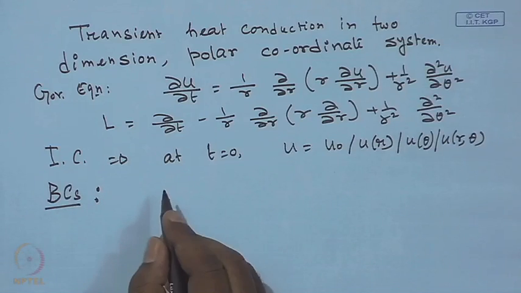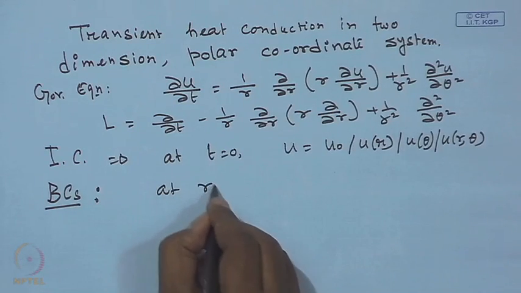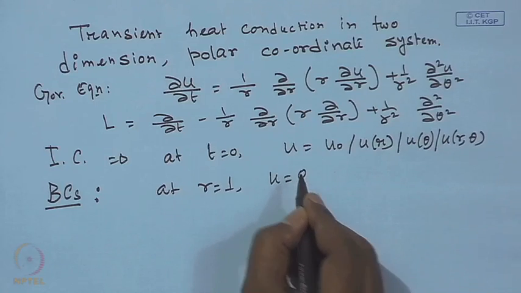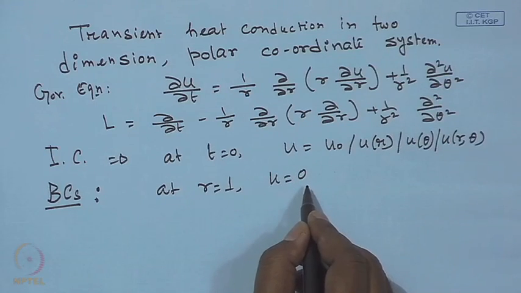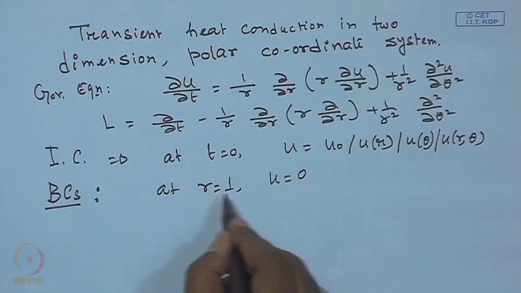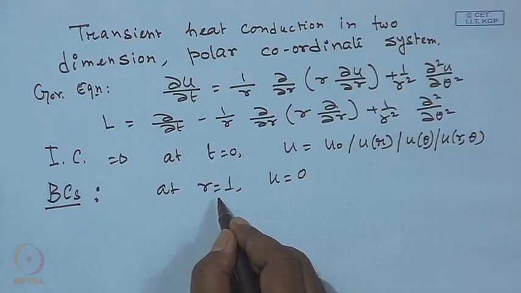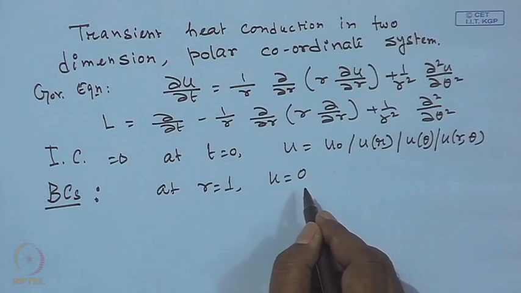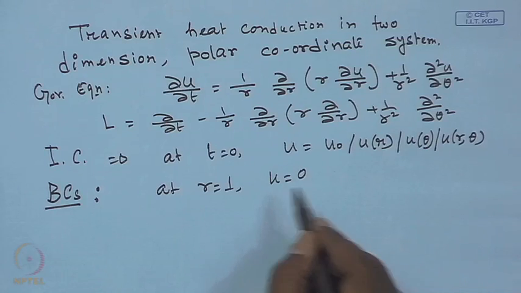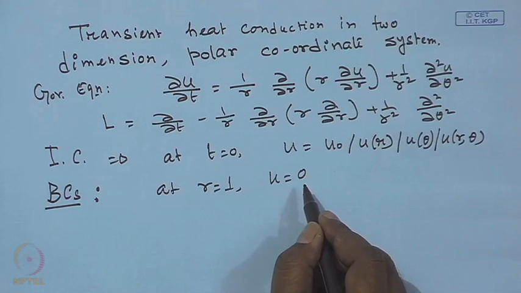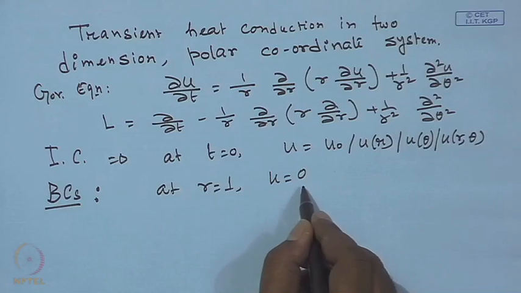If you look into the boundary conditions, at r is equal to 1, we have u is equal to 0. This simply means we are maintaining a constant temperature at the wall. R is equal to 1 means it is in the non-dimensional version. In the dimensional form, this boundary condition is at the surface r is equal to capital R, where we are maintaining a constant temperature, let us say T is equal to T1 there. Now, if you define a non-dimensional temperature T minus T1 divided by T1, then this change of variable will be reflected in the form u is equal to 0.